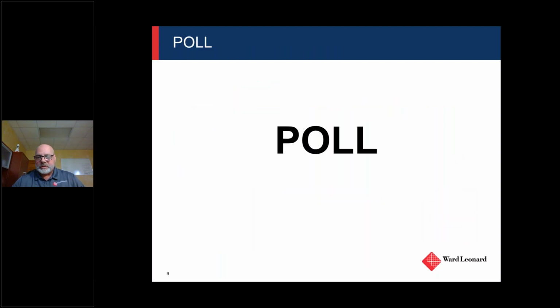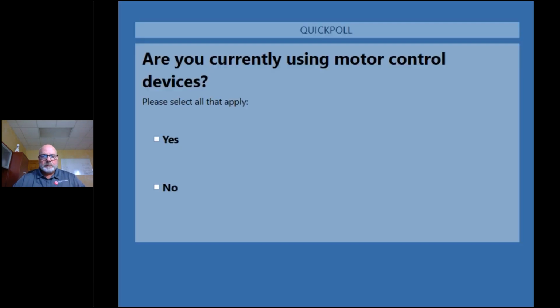So I think we have a poll question now. And our question today is, are you currently using motor control devices? So if you would just take a minute and let us know, we're going to get into a little bit more of that, but we'd like to know how many of you are applying an electric motor type of control, whether that be a VFD, soft start, whatever. If you have those or are familiar with that technology, just click yes. And if you don't know what I'm talking about, then no.